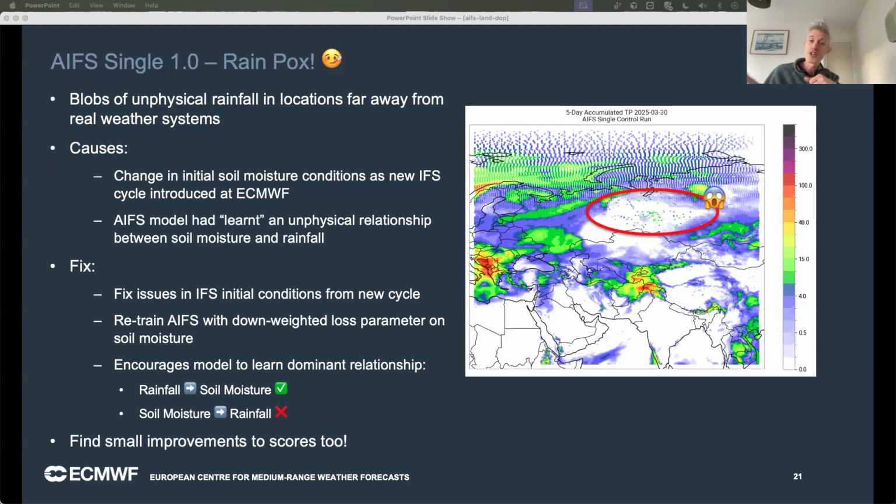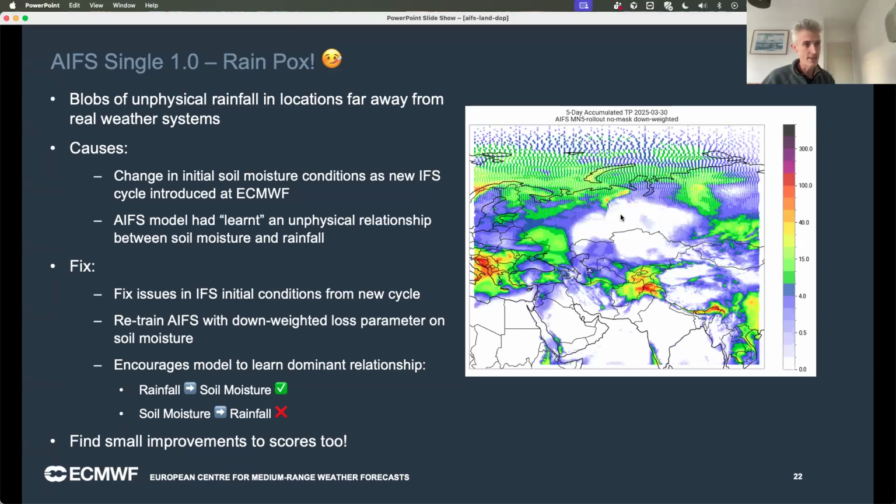What we had to do is also retrain the model, because the model had learned this unphysical relationship between soil moisture and rain: that at certain conditions, if you had the right soil moisture condition, it could just put a bit of rain there, thinking that's probably going to make the scores better. So we retrained the model and downweighted soil moisture a lot in the loss. This stabilized things a lot and meant that it no longer produced these physical blobs of rain. Before we had this forecast field, and now it looks like this. It looks much more physical and much more reasonable, and this encouraged the correct dominant relationship between those two variables rather than what we had before.